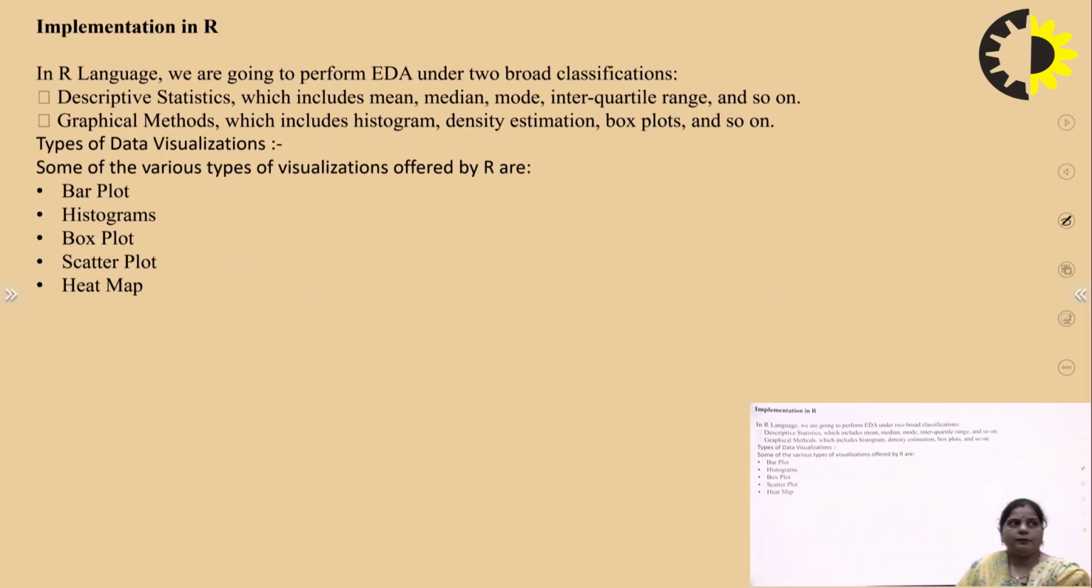When we implement this in the R language, we perform EDA under two broad classifications. The first is descriptive statistics and the second is graphical methods. In descriptive statistics, as I already told, we identify the mean, median, mode, interquartile range and so on. In graphical methods, we have histograms, density estimation, box plots, tree graphs, heat maps, and many other visualization techniques. Some of the visualizations offered by R are bar plots, histogram, box plot, scatter plot, and heat maps.